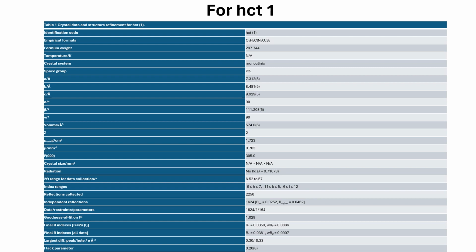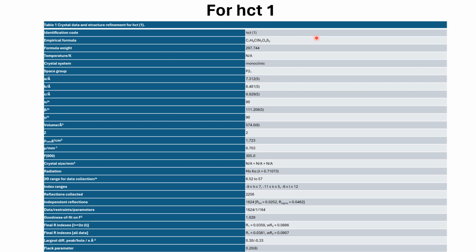So after having all the things, we made the report. How was the report made? We clicked on the report option, and after that we got the zip file. The zip file is the basis for each and every calculation or any further analysis of the molecule. Here we have the data for HCT1. The identification code is HCT1.